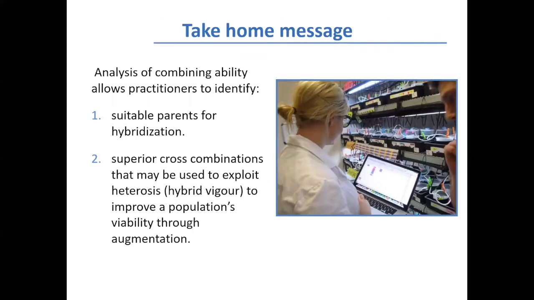Anyway, the take-home message from all of this is that analysis of combining ability allows practitioners to identify suitable parents for hybridization and suitable cross combinations that may be used to exploit heterosis, hybrid vigor, to improve a population's viability through augmentation. But please remember that the extent of heterosis will be trait dependent. You need to measure traits that will have a direct and significant impact on fitness. Aimee will now talk about this more in a few minutes.